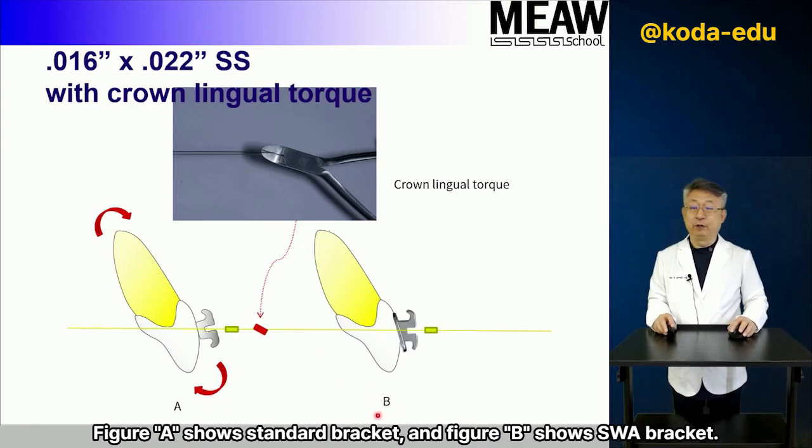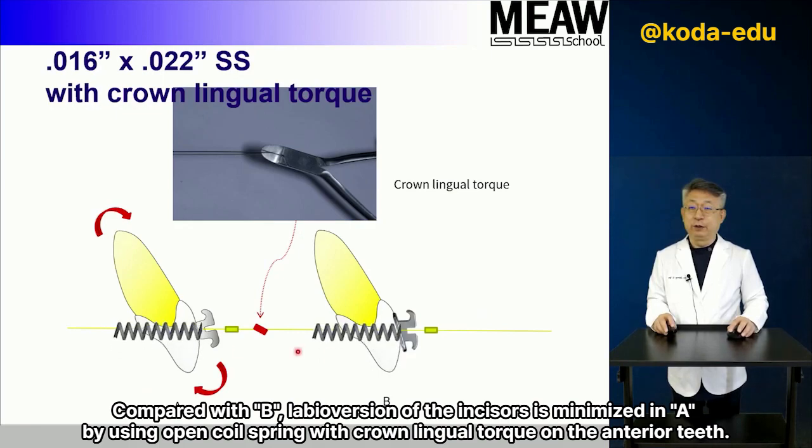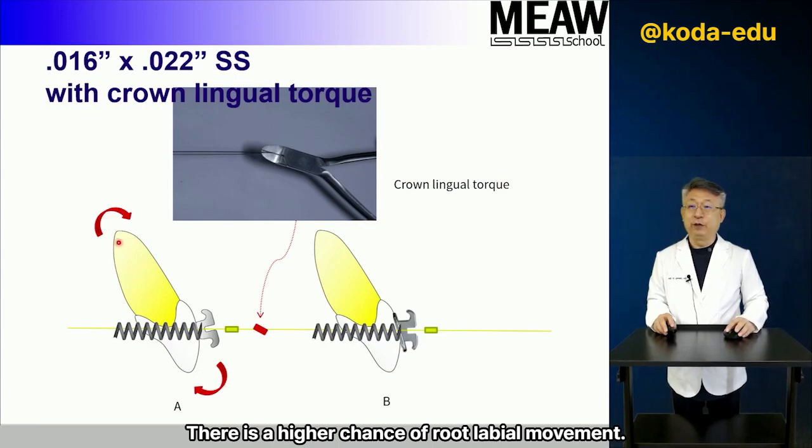Figure A shows standard bracket and Figure B shows SWI bracket. Compared with B, labioversion of the incisors is minimized in A by using open coil spring with crown lingual torque on the anterior teeth. There is a higher chance of root labial movement.